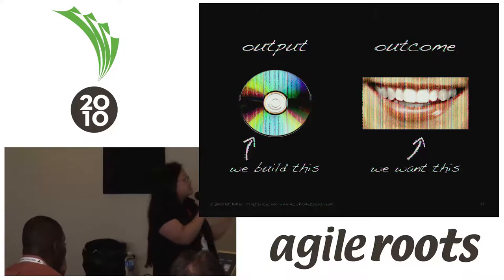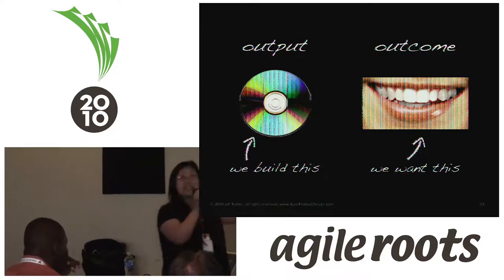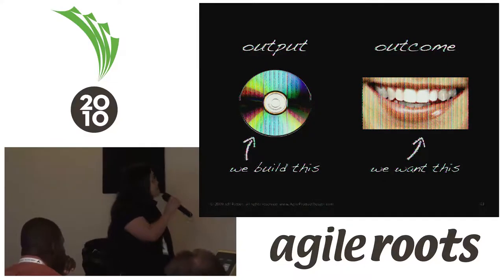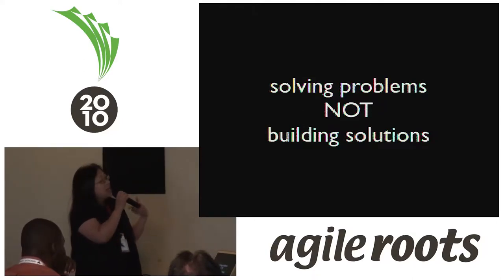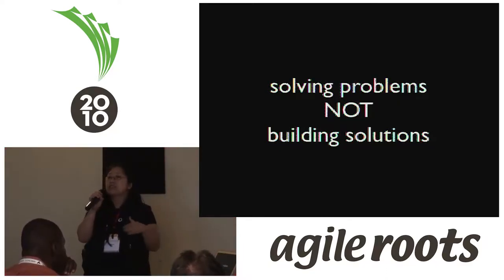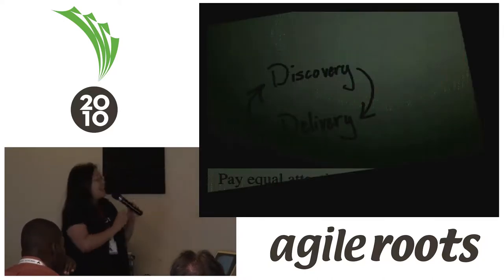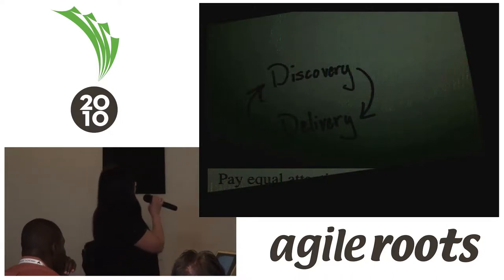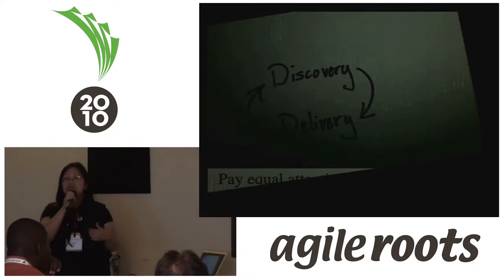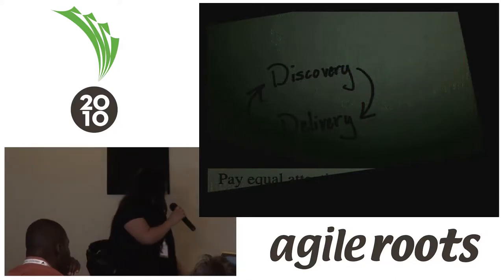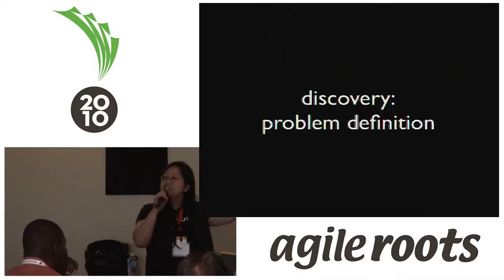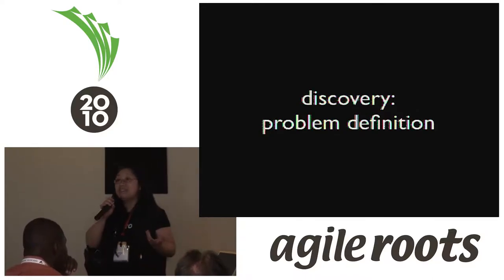Jeff was saying we tend to focus on implementation, on how we get to the code, instead of thinking about, hey, what is the outcome of people having that code? And another way of saying this is I think we have to look way more closely as a group at solving problems rather than building solutions, okay? That is Jeff's discovery. And then there's a little arrow here, and it's going to delivery. So we want to pay equal attention to the discovery practice as to the delivery practice. I'm going to describe that discovery phase as problem definition, right?